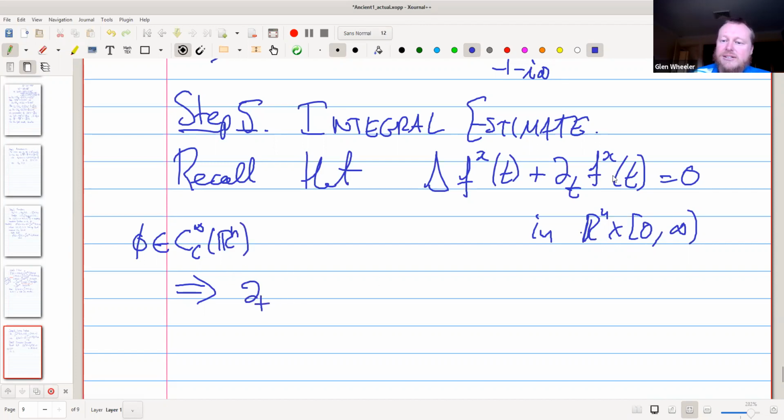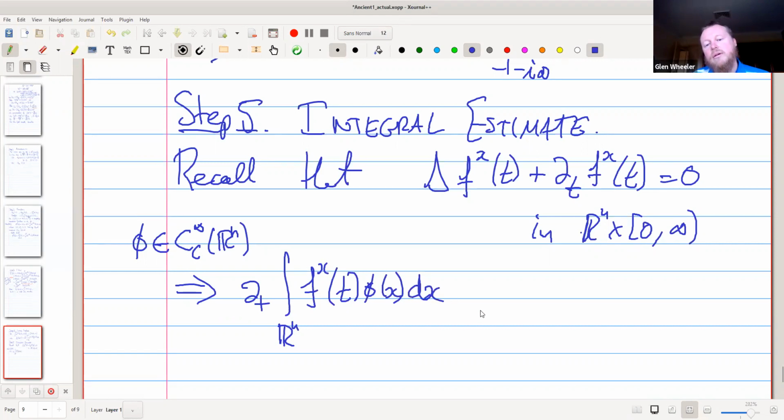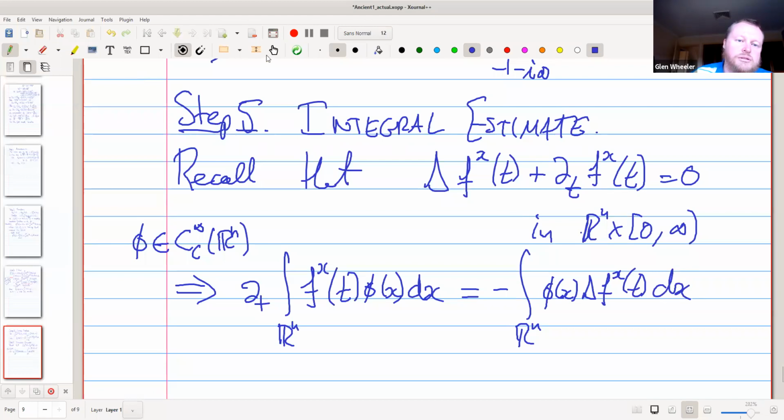We get d/dt, so we're going to test this with a phi, right? This is Euclidean, so there's no worries about measures evolving or anything like that. Well, there is a measure that evolves actually, but it's not dx. Okay, so we have this, and that's minus the integral over R^n, and then you take phi(x), and this is Laplacian f(x,t) dx, and all right.